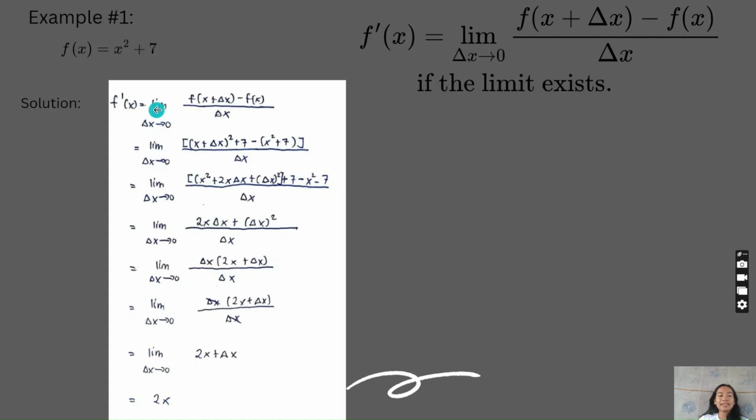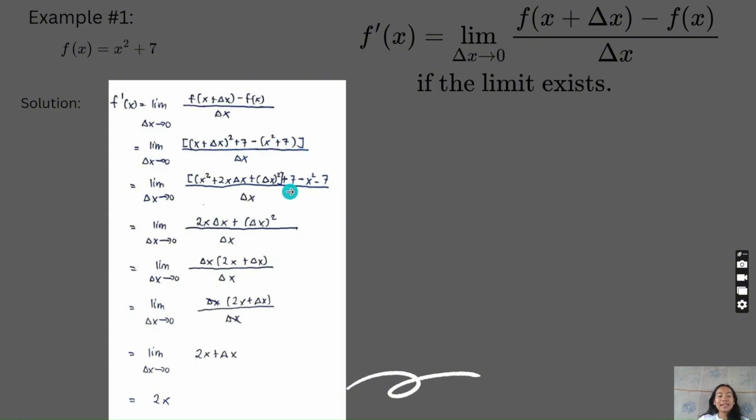Okay, moving forward, f prime of x is equal to the limit of f of x plus delta x minus f of x all over delta x as delta x approaches 0. Now, the next thing that we need to do is to use this expression as our basis. Since we see here that it's x squared, then x plus delta x will be substituted into it. So now it becomes x plus delta x squared. And of course, we are not going to forget the 7. So that's plus 7 minus the quantity of x squared plus 7.